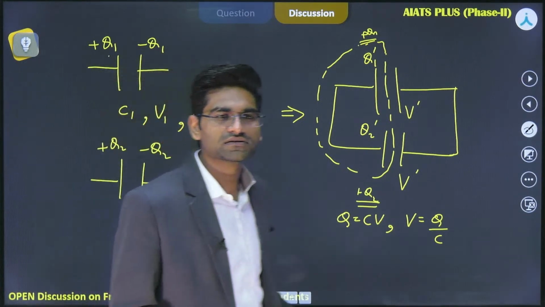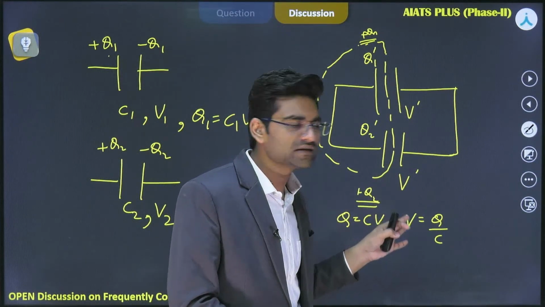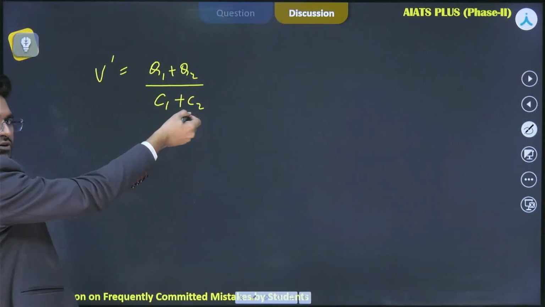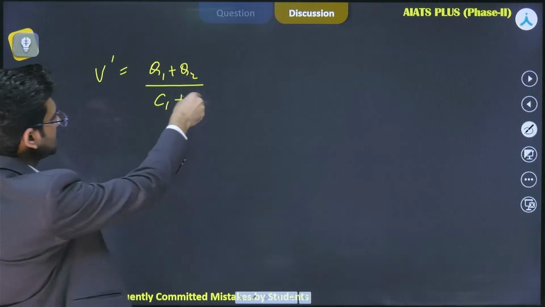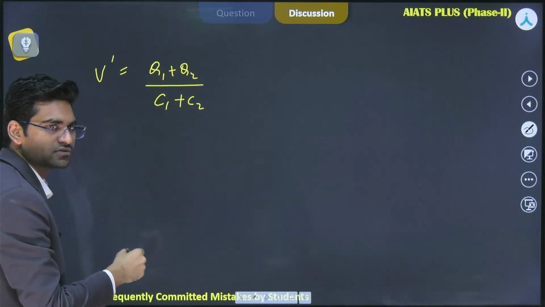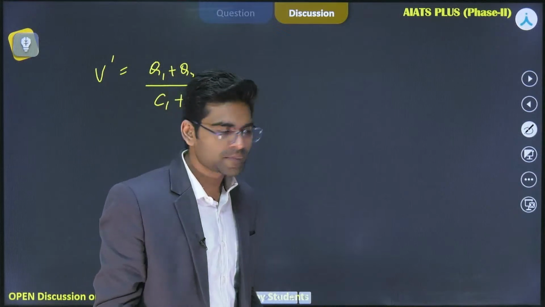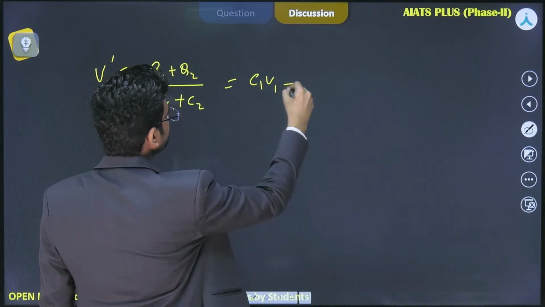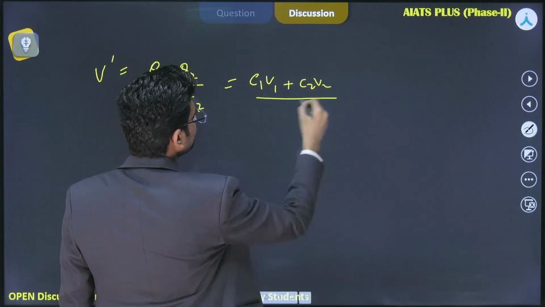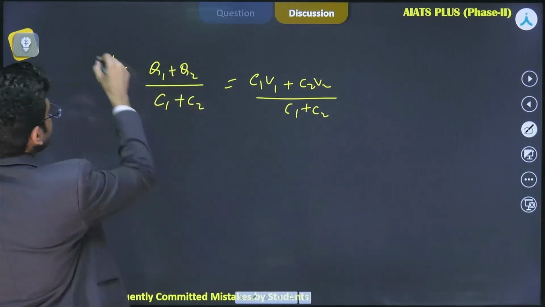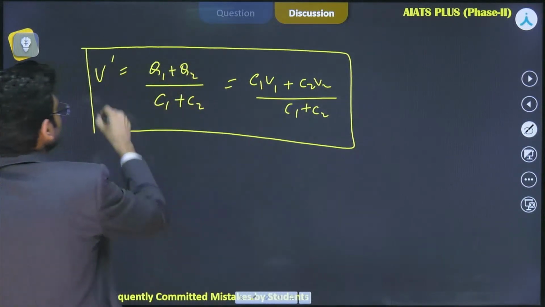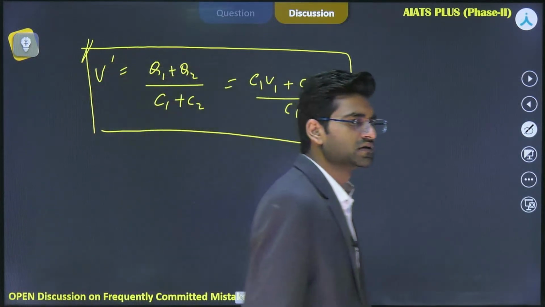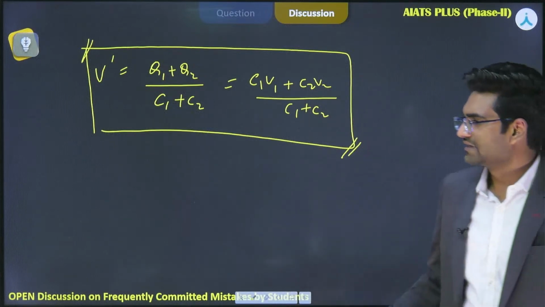So that will become Q1 plus Q2. What will be the C equivalent? Both are in parallel combination, right? So that will become C1 plus C2. So total charge by C equivalent, that will become Q1 plus Q2 divided by C1 plus C2. Now if we don't know Q1 and Q2, but we know C and V, then we can also write Q1 as C1 V1 plus Q2 as C2 V2, divided by C1 plus C2. This is the final formula. Okay, you can apply this formula directly. You don't have to derive that formula again and again. Is it clear? Okay, let's solve the question then.